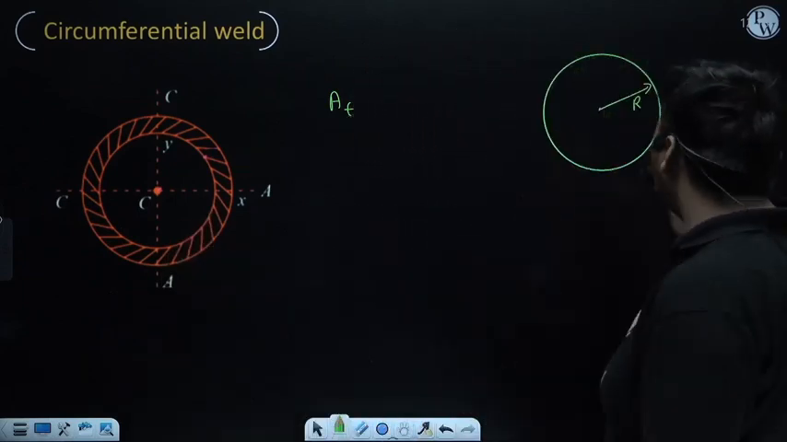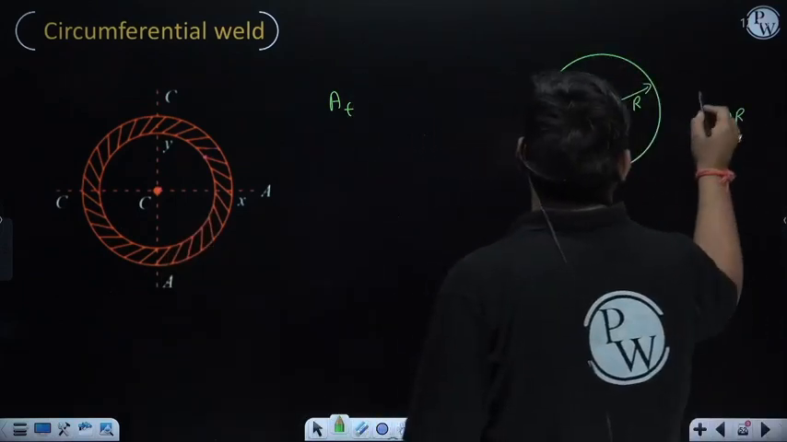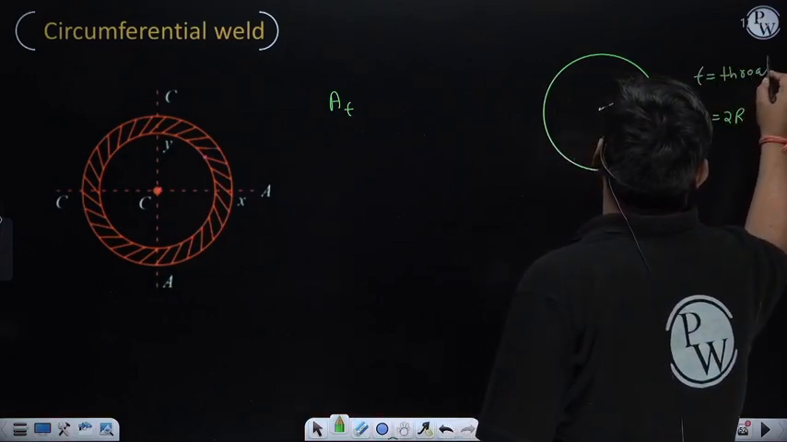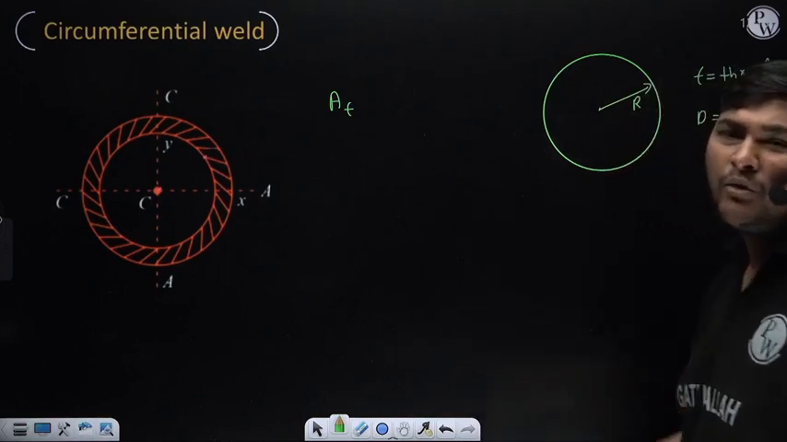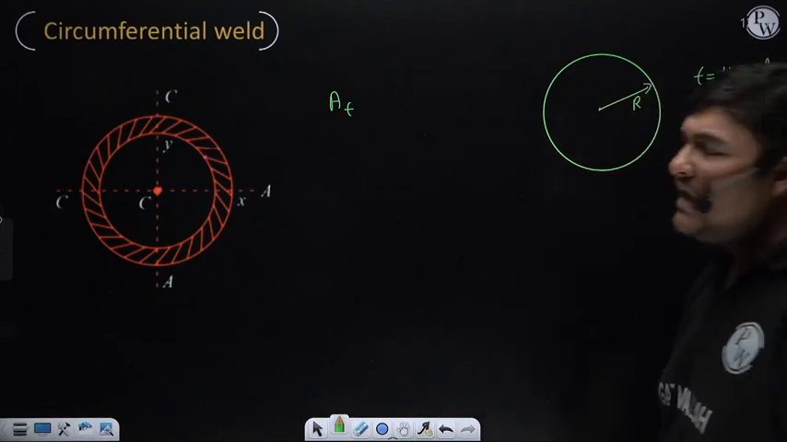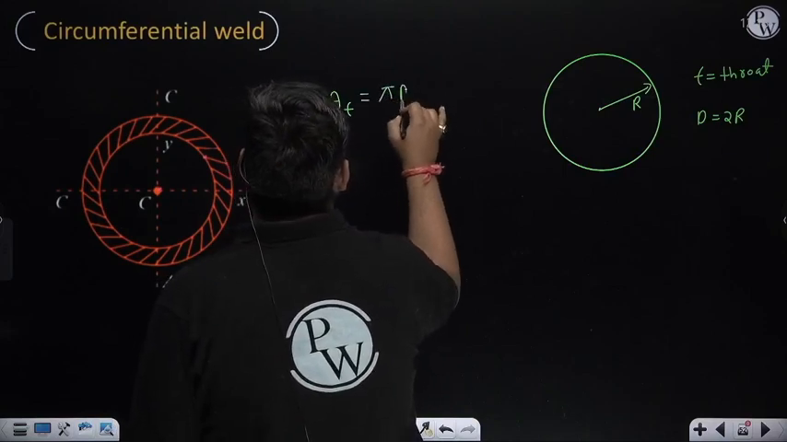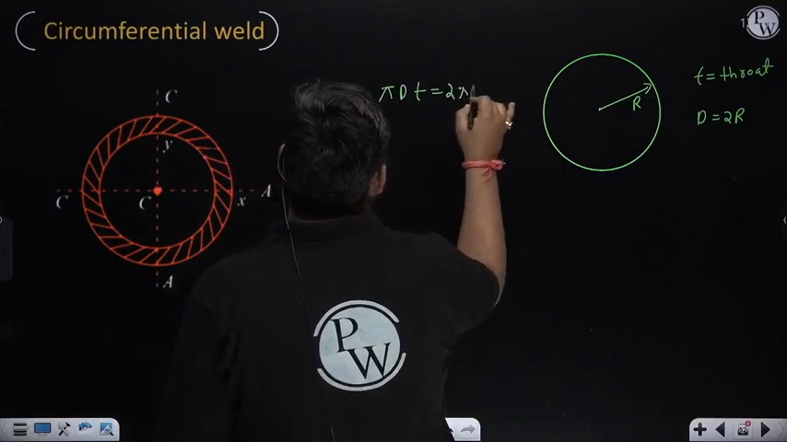Suppose the throat thickness of this weld is T. So T is the throat of the weld, and D is the diameter of this weld, whether it is inner, outer or mean, since they will be nearer to each other. Now the formula to calculate the area of the throat is pi d t or 2 pi r t.